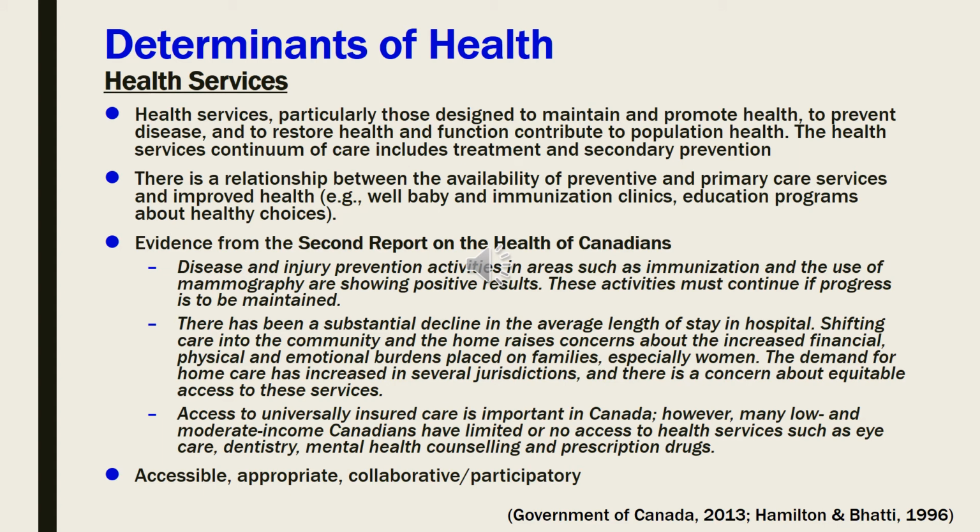Health services is another important determinant of health. There's a relationship between the availability of preventive and primary care services and improved health. So, for example, well baby and immunization clinics, education programs, etc. It's important that health services are accessible, collaborative and participatory, appropriate and affordable. It's also important that we meet our clients or patients where they're at.